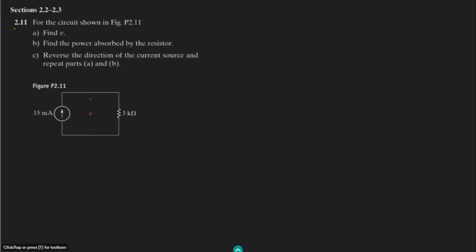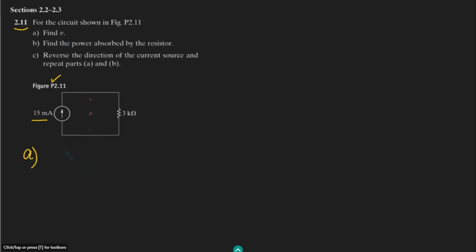So this is question 2.11 of section 2.3, and the statement of this question is, for the circuit shown in figure P2.11. This is the figure where we have this independent current source, this resistor, and this is the polarity of the voltage here. Okay, so what do we have to do? In part A of it, we have to find V. So let us first find V from it.